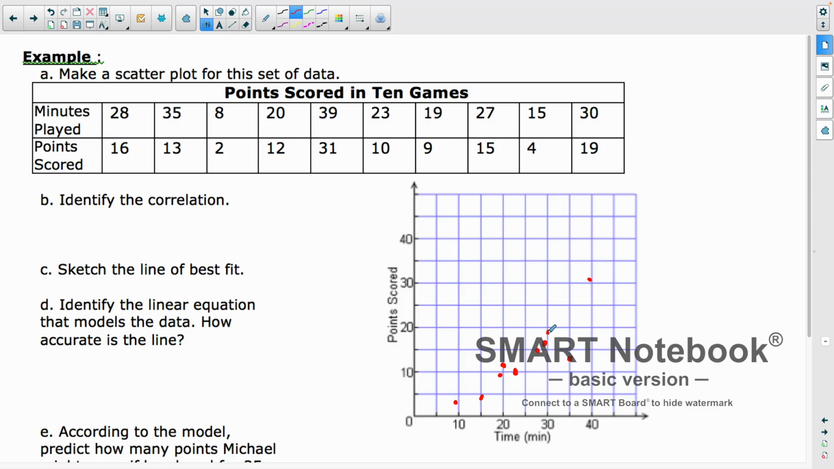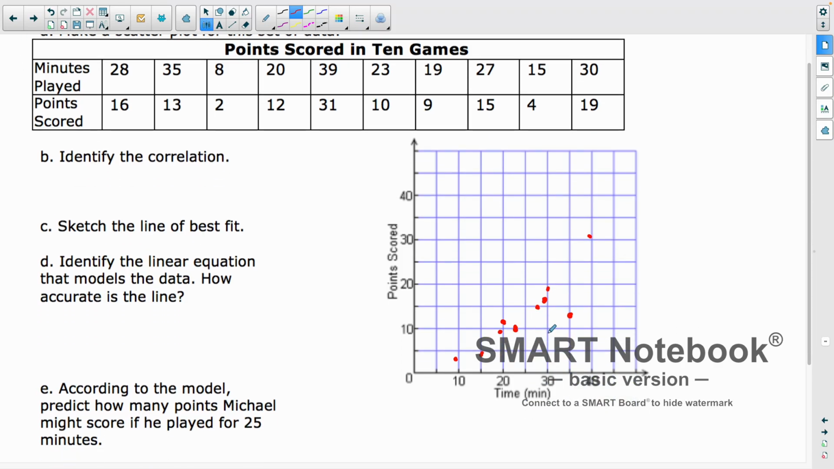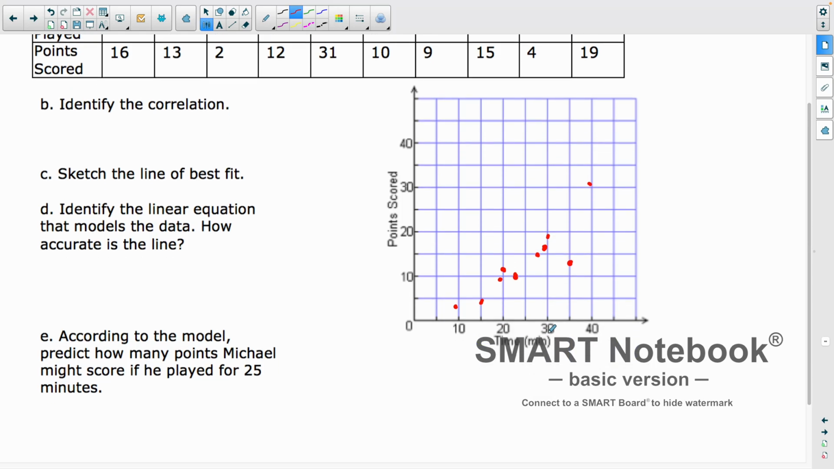Oh, wait, it is like that. I think I understand, we're pretty close. All right, keep plotting if you haven't finished. All right, I'm going to move on to part B.